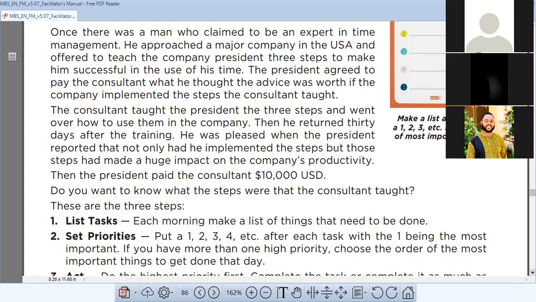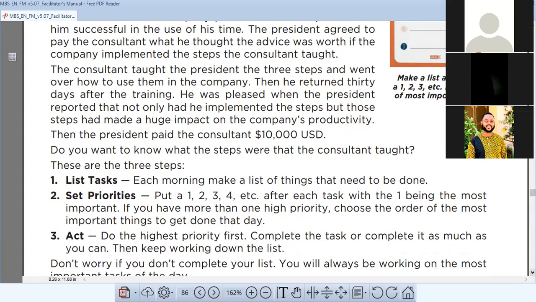So here is a story of a man who claimed that he was an expert in time management. And he went to a company, a major company in the US, and he offered to teach the president 3 steps to make him successful in the use of his time. Okay. So the president agreed to listen to this man. But this man told him that the president should pay him whatever he feels that advice is worth, if he implemented those 3 steps. Okay. So I'm going to share with you the same steps that this man shared with the president.